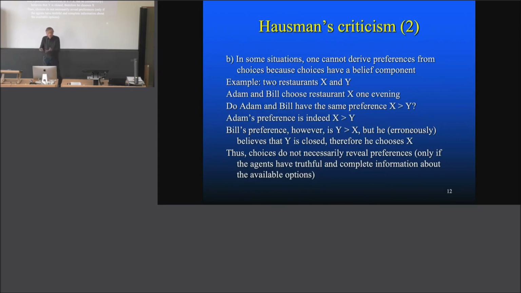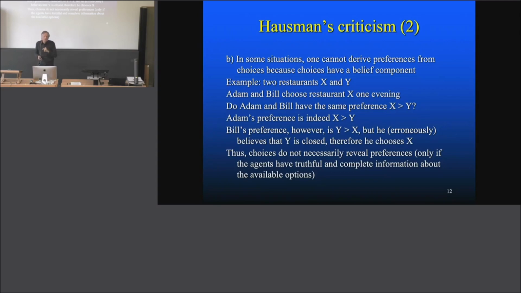So you conclude preferences from choices, and you will be wrong in predicting the next situation, right? The next choice of Bill will be this, but if you conclude it, you will predict that next time, when choosing between X and Y, he will again choose Y. But in the meantime, he was told, no, Y is not open. Then he will, of course, choose X. So your prediction will be false because you concluded his preferences from his choice.